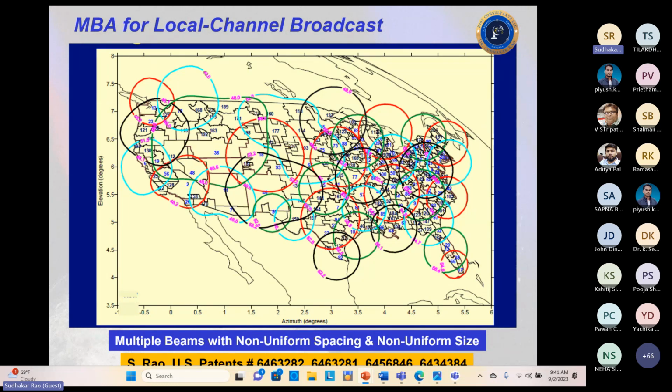So then a lot of other people, in Europe and India, are now using this multi-beam technology to reuse the spectrum many times so that they can support multiple spot beams.